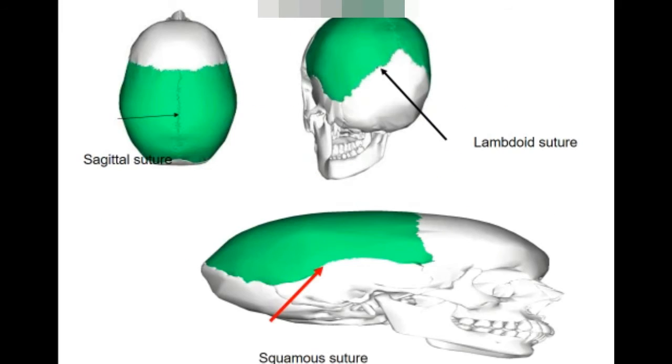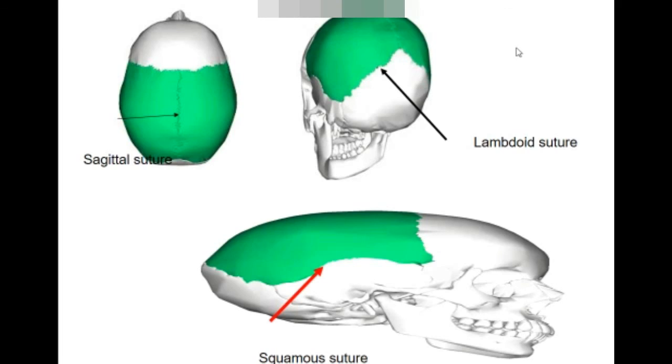In this picture, you can see the parietal bones highlighted in green color. The two parietal bones articulate with each other at the sagittal suture. In this picture, this is the posterior view of the skull. The parietal bones articulate with the unpaired occipital bone at the lambdoid suture. This is the lateral view of the skull. Here, the parietal bones articulate with the temporal bone at the squamous suture.